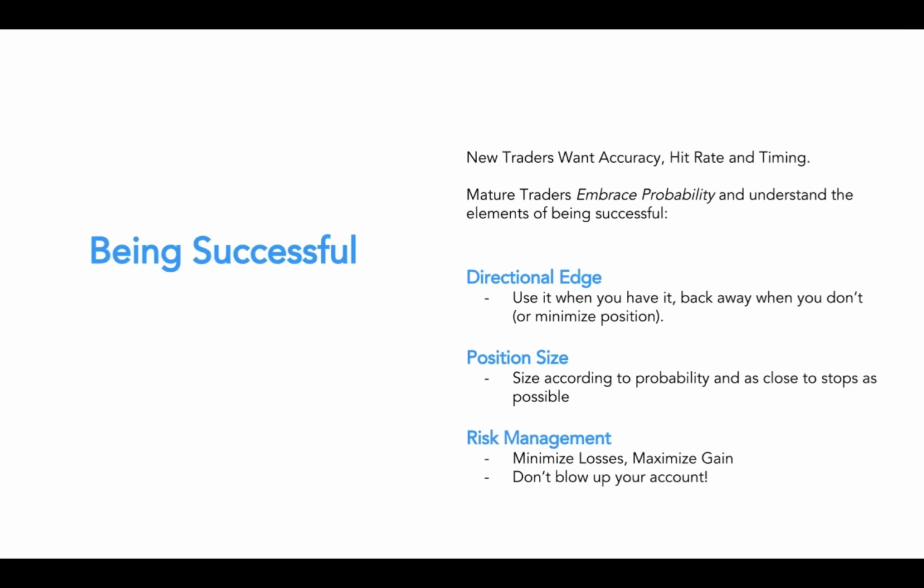And then position size. I've talked about it a little bit already, but it's sizing according to probability, it's sizing according to risk management, and it's also this idea of positioning heavier close to the stops, so that when you stop out as part of your pre-plan, you are not taking the heaviest loss you possibly could. And so we'll talk about that. And the risk management, I mean, all these are really tied together, but it's minimizing losses, maximizing gains.